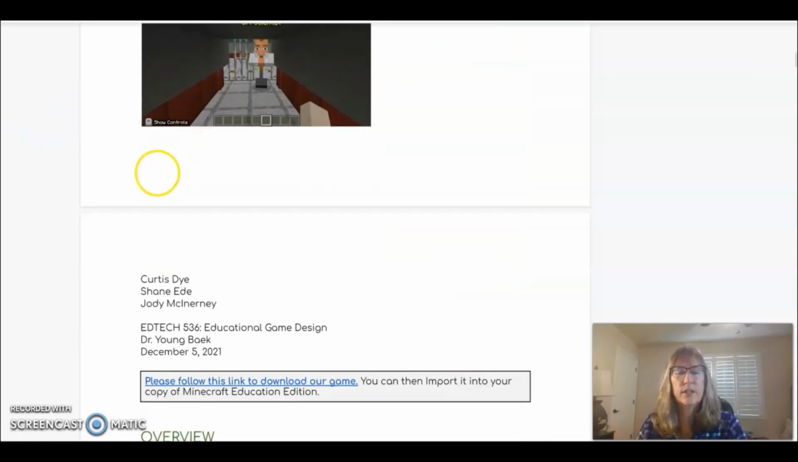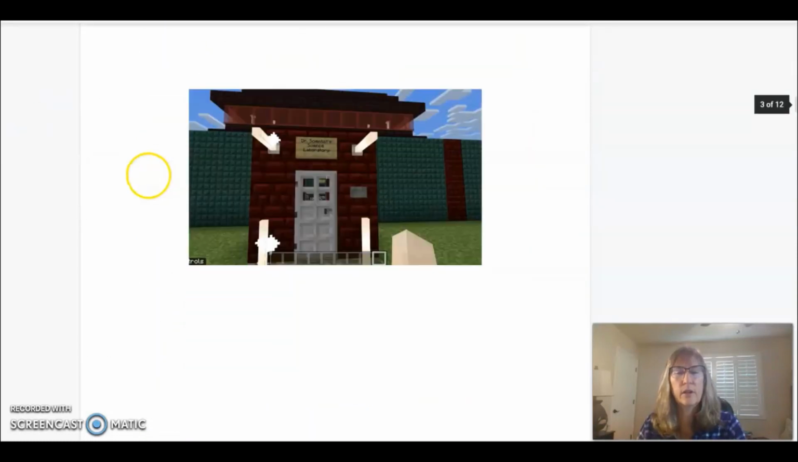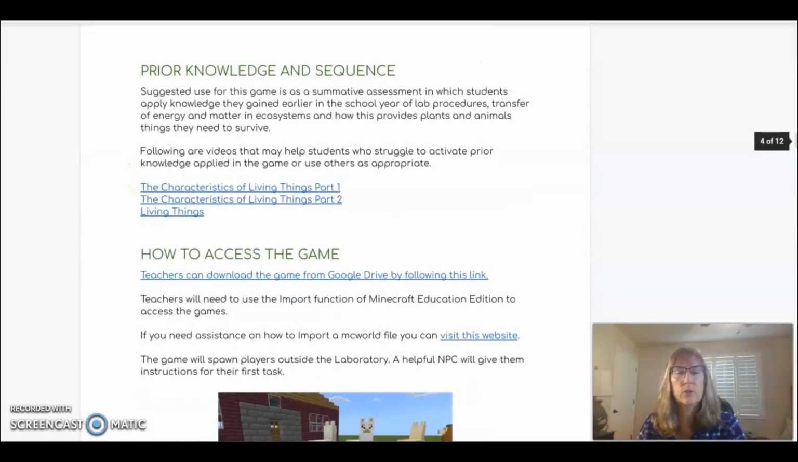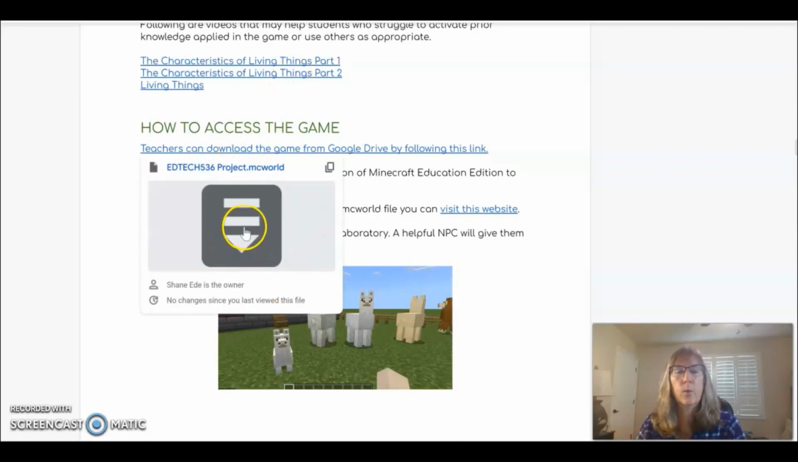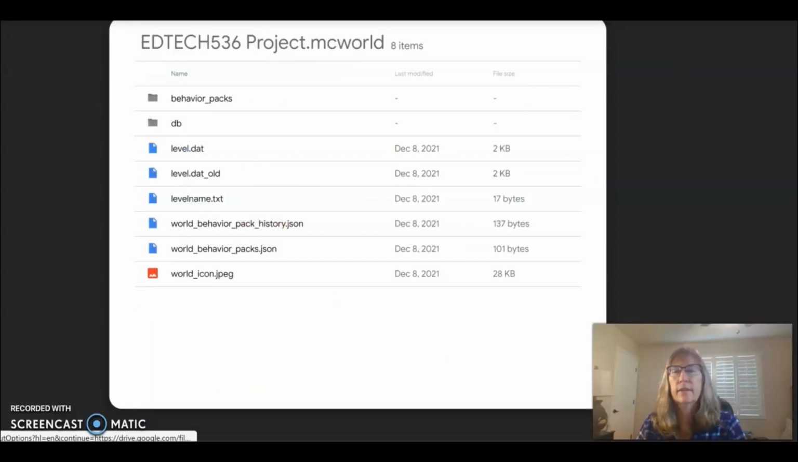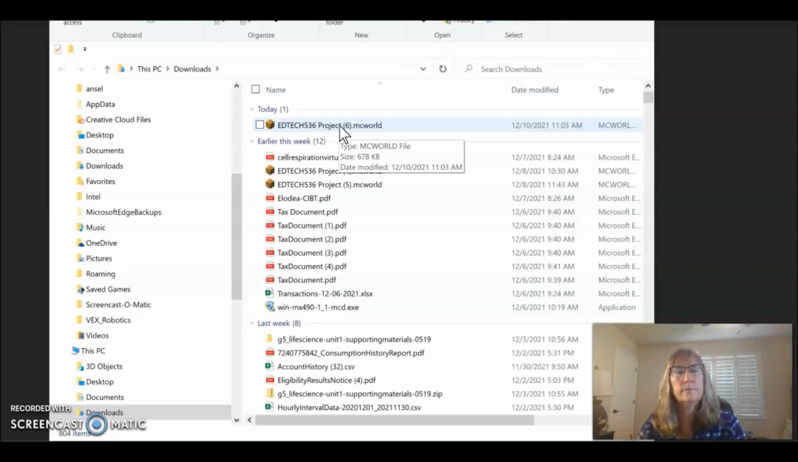So teachers can download the game world from the user guide to whichever computer they plan to have their students use it on. And then once they've completed that, by clicking to download the file.